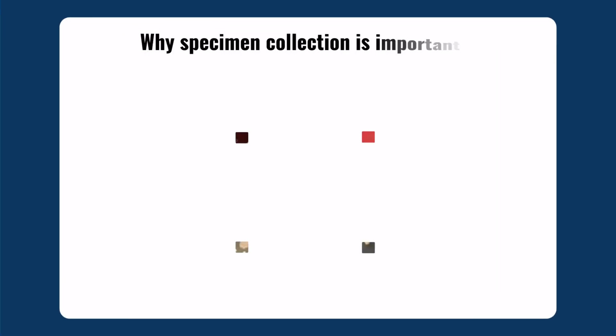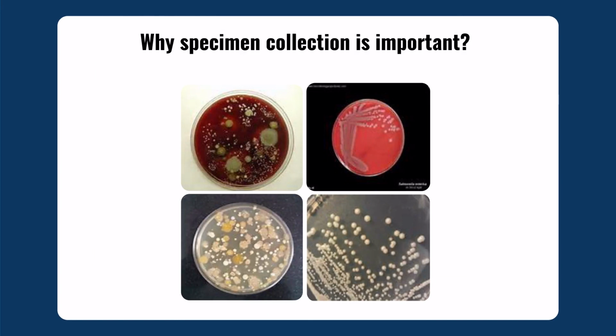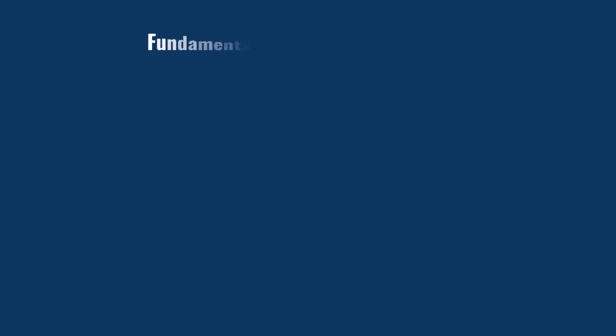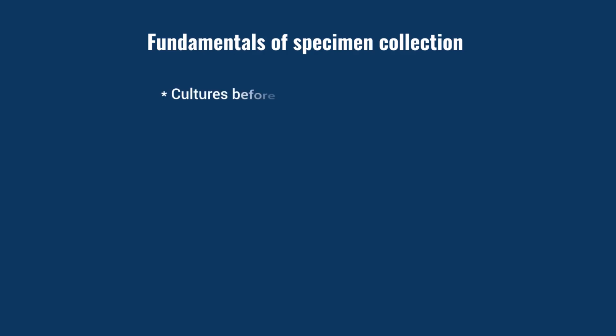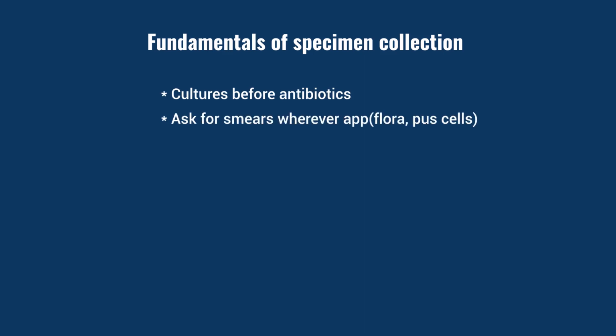Moving on to the next slide, why specimen collection is important. We have learnt about the different bacteria. Now, how to isolate these bacteria in the lab, because the empiric choice of treatment always depends on the culture report, and the culture depends on how you collect them. The basic fundamentals which every one of us should know about specimen collection is always culture before giving antibiotics to your patients. Ask for smears like the gram stain wherever it is appropriate.